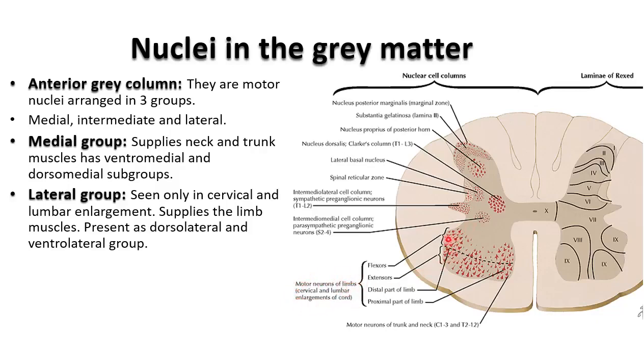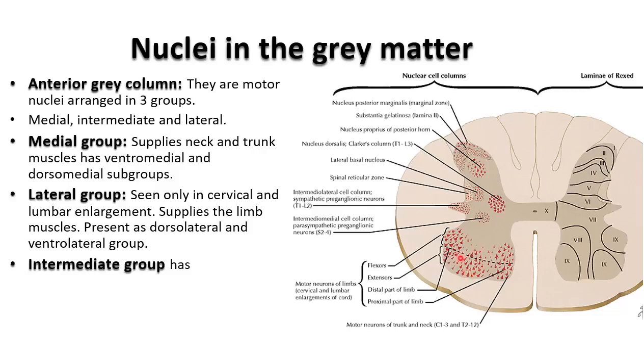Flexors are present posteriorly and extensors are present anteriorly in these neurons. They comprise your ventrolateral, dorsolateral and retrodorsolateral groups. This is the medial group, this is the lateral group, and this is the intermediate group, sometimes called the central group. There are mainly two nuclei you come across, only two whose function we know.